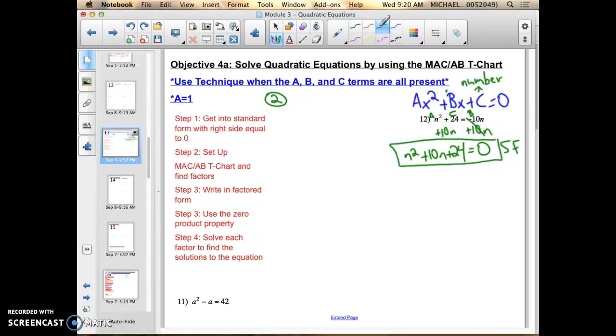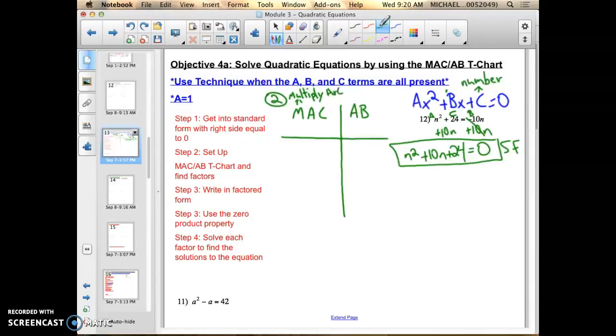I'm going to write MAC, and I'm going to tell you what that stands for in just a second. Make a little T-chart, and then write AB. So MAC stands for multiply A and C together. That's an "and" sign in between A and C. So you multiply the A and C term together.